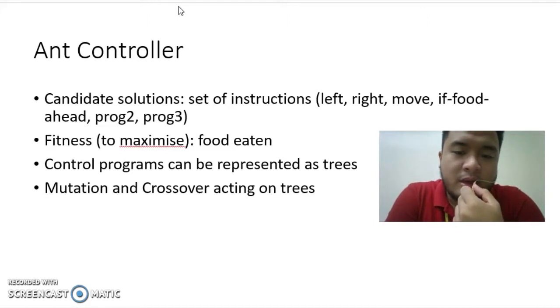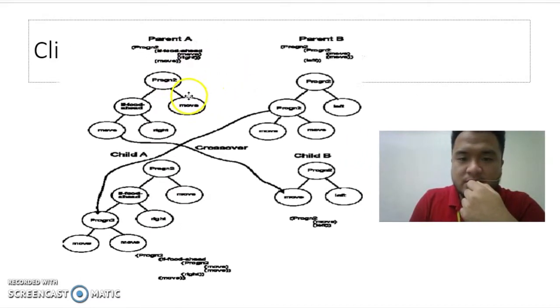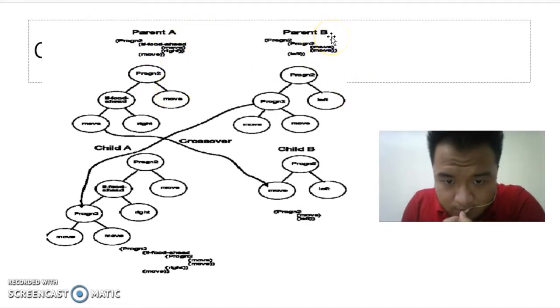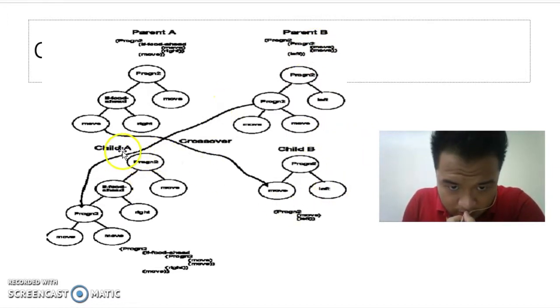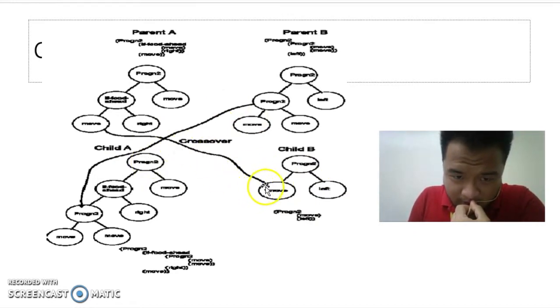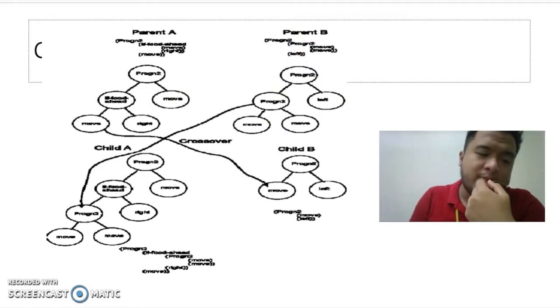So the control program can be represented as trees, with mutations and crossovers acting on trees. So this is the answer. This is parent A, parent B, child A and child B. This is the crossover, the picture is a bit blurry, but the crossover goes from here to this one and this one to this one. So this is an example of the ant controller with the Santa Fe trail problem.